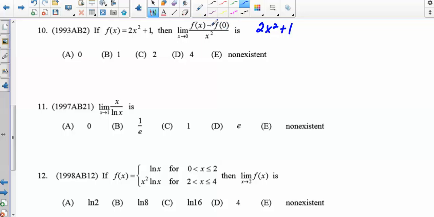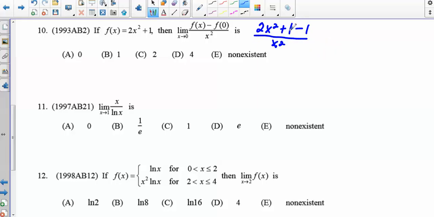And for f of 0, we're going to find the answer we would get if we put 0 for the x. So if I put 0 here, I square it, I still have 0, and times 2 is still 0. So 0 plus 1 is 1. So f of 0 is the answer you would get when you plug 0 into the function, and that's 1. So instead of minus f of 0, I'm going to write minus 1, and then over x squared.